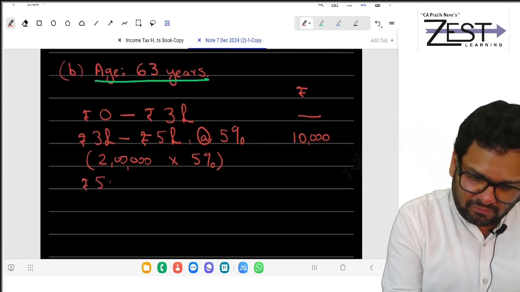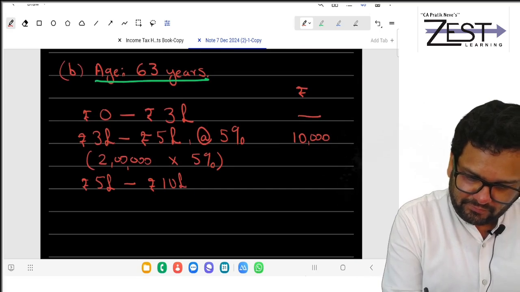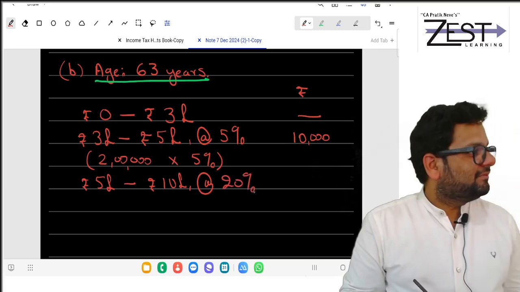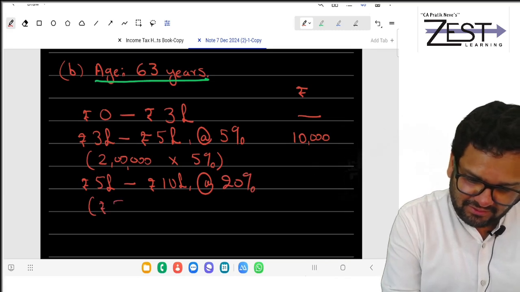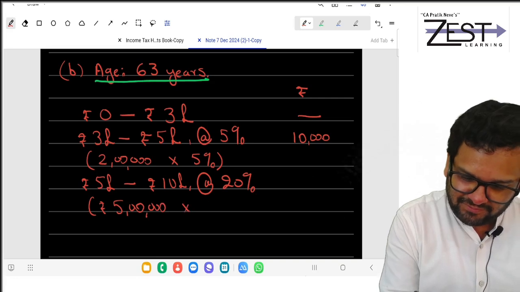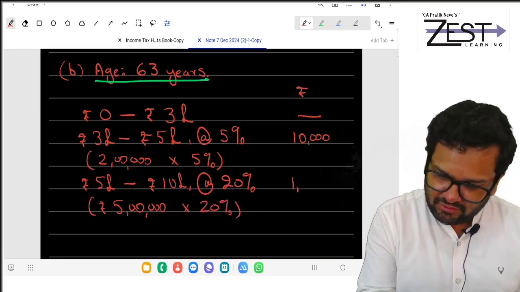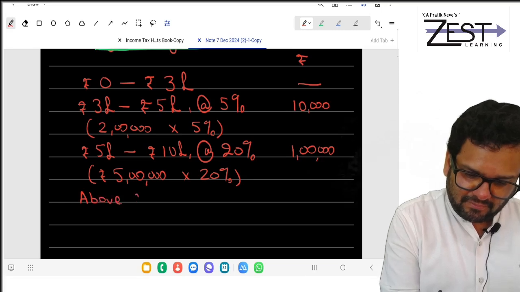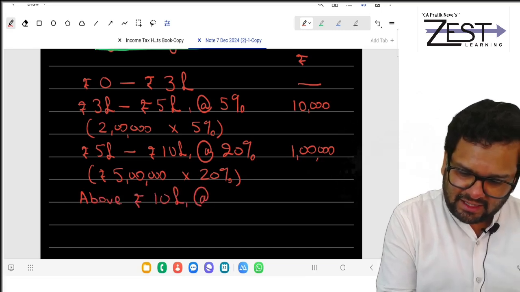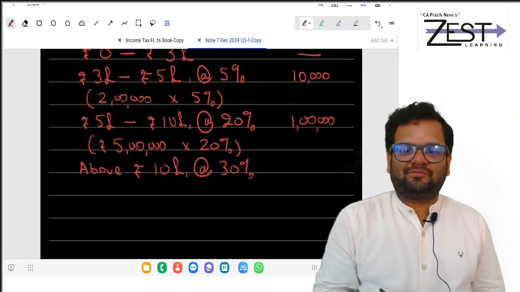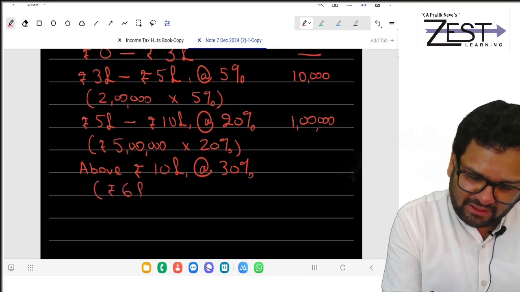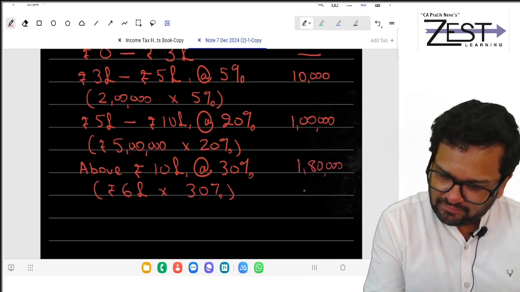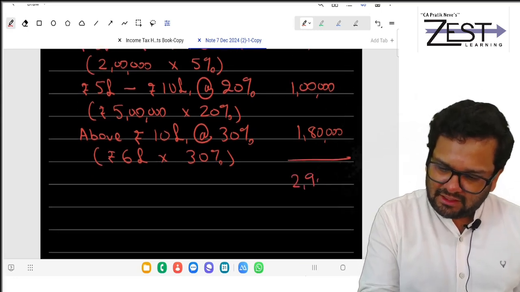5 lakh to 10 lakh, tax at 20%. So basically on 5 lakh at 20%. No, it will not change. Yes, 1 lakh. And finally, above 10 lakhs at 30%. So 6 lakh into 30%, 1 lakh 80,000. Can you take the total, please? 2 lakh 90,000 now.